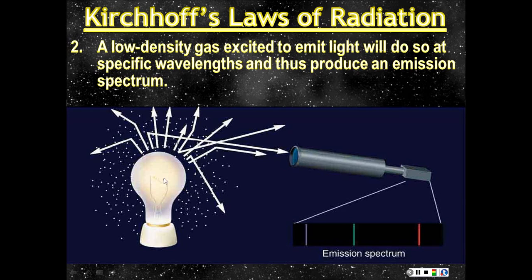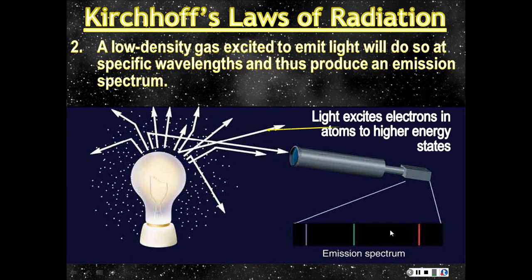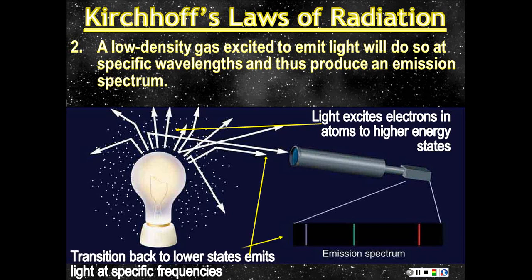And so what I'm getting is that the atoms are being excited by this light, and then that light is being emitted. It goes in all directions, but some comes towards our telescope, and we can see that emission spectrum. So the light excites the electrons in the atoms to a higher energy state. We're going to look at this in detail. And so as those electrons jump back down in energy level, they are going to give us light at specific wavelengths.